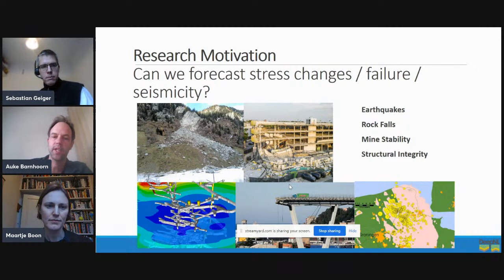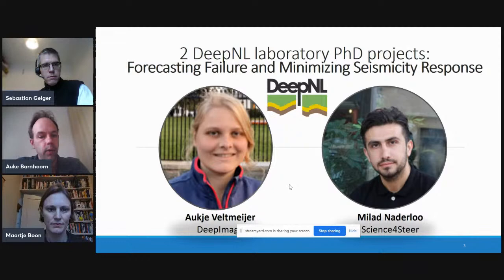And in that project, two of the PhD students of TU Delft, Auke and Milat, both of them are PhD students working in the laboratory with me on rocks that are similar to the Groningen sandstone reservoir rocks, where we do experiments and try to see whether we can maybe forecast seismicity and failure, or if we are having seismicity and failure, can we somehow influence that?